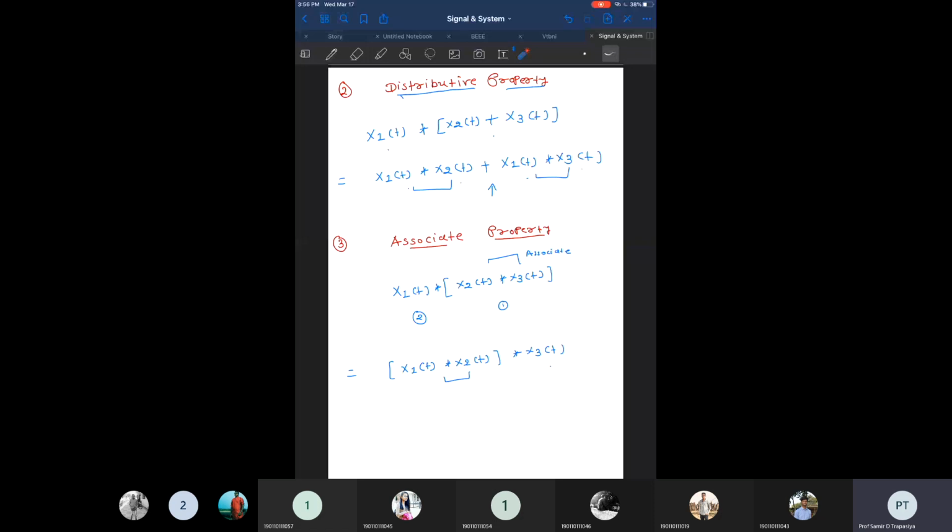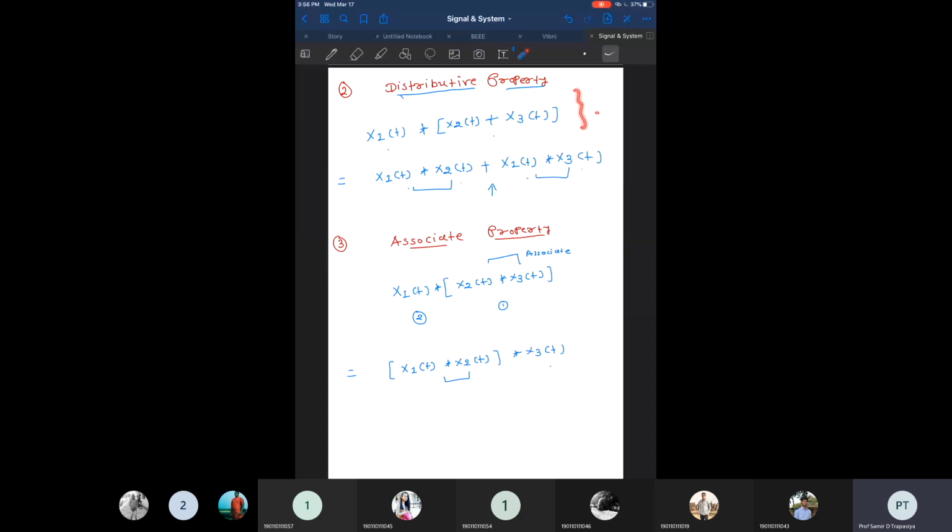But if we change this order, we first convolute x1 of t and x2 of t as a group, and then secondly we convolute this answer with x3 of t. Both will give the same answer. So this property is known as the associative property. It tells us that x2 of t convoluted first with x3 of t, then with x1 of t, is equivalent to the other grouping.